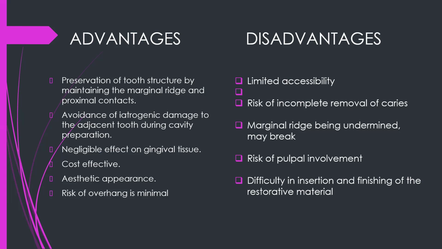You have to make sure that there is complete removal of caries because there is a risk of incomplete removal of caries in this case. Marginal ridge, the distance between the lesion and the marginal ridge should be 2.5 millimeters. Otherwise, there is a chance that the marginal ridge may break, and you have to make sure the direction of the burr is correct. Otherwise, there is risk of pulpal involvement. The difficulty in insertion and finishing of the restorative material should be managed by using proper condensation method and make sure that the distance between the pit and the restoration is not very big.